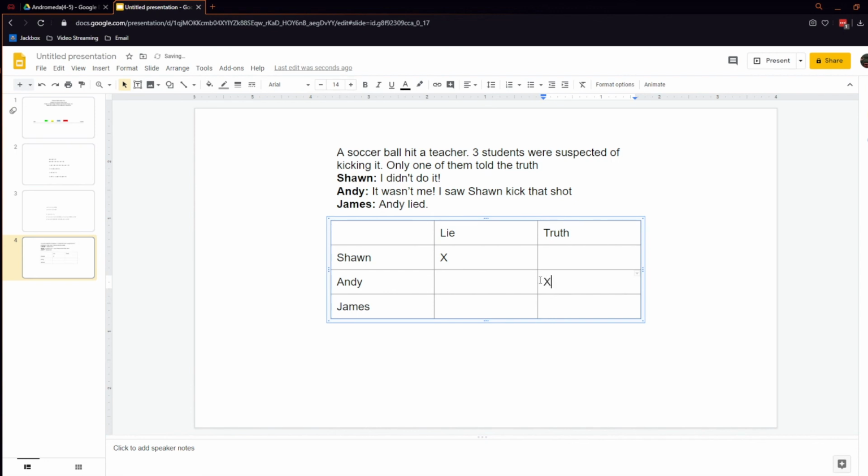And James says Andy lied, but we've already established Andy's telling the truth, which means that James saying Andy lied, James lied. Therefore, only one of them is left telling the truth, and that is Andy. And since only one of them is telling the truth, this is the correct scenario. Therefore, Sean is the guy who kicked the soccer ball.